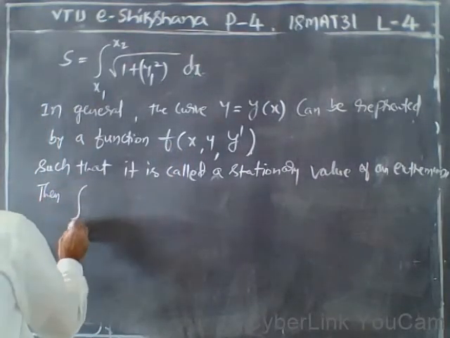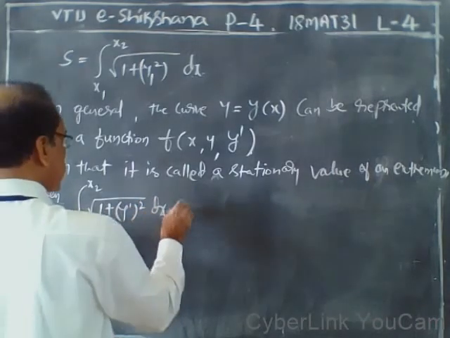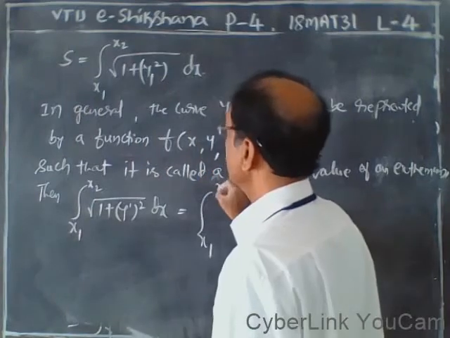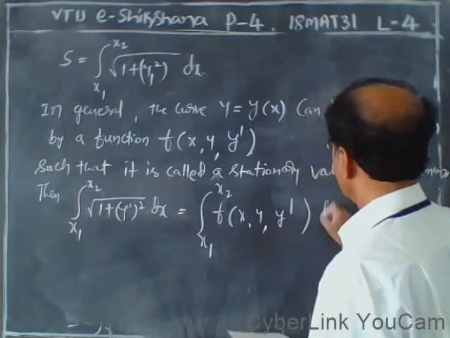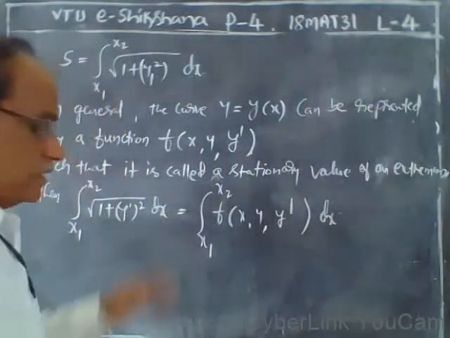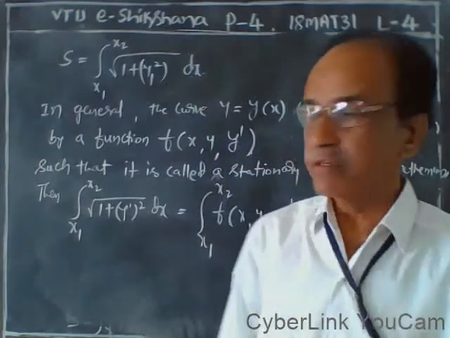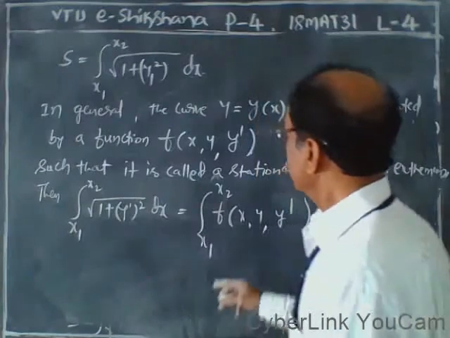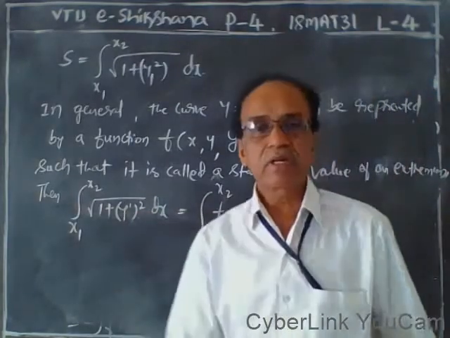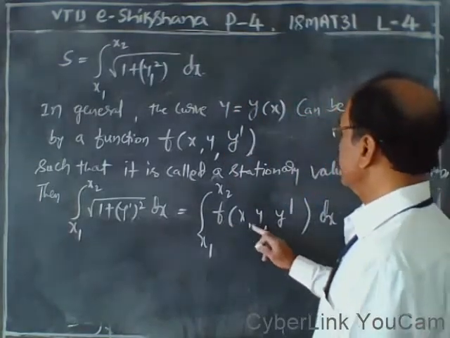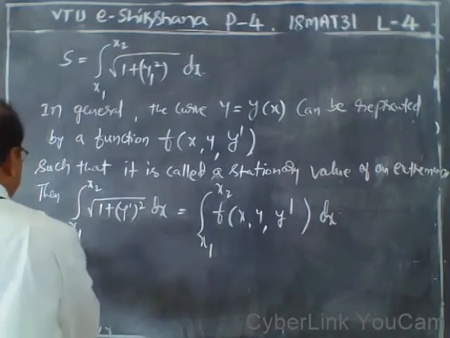Then the integration, that is x1 to x2 of square root of 1 plus y dash square dx, can be taken as the integral from x1 to x2 of a function of x comma y comma y dash, dx. So this is an integration between the limits x1 and x2, where x runs between x1 and x2 having some deviation. Since there is a derivative, dy by dx, including x and y, it is a function of x comma y comma y dash, and this type of representation is called a functional.